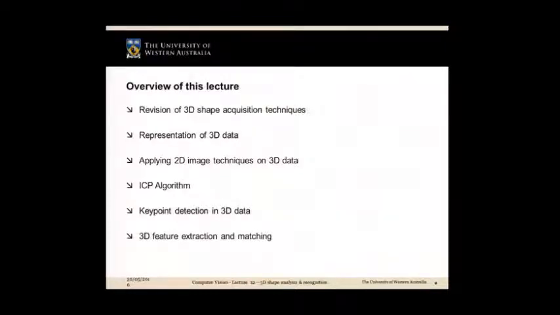We should also look into applying 2D image techniques on 3D data. You have done some filtering, some other image processing and computer vision stuff on 2D, like edge detection, corner detection. So we'll apply those 2D image techniques on 3D data. Then we'll discuss one of the famous algorithms of registration, which is iterative closest point. And we'll also discuss keypoint detection in 3D.